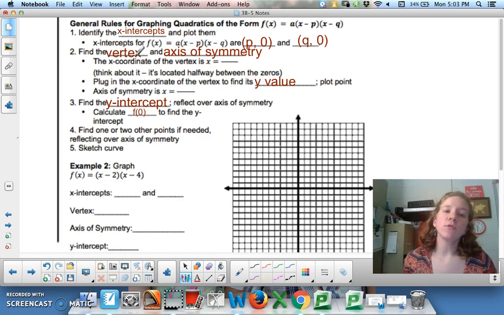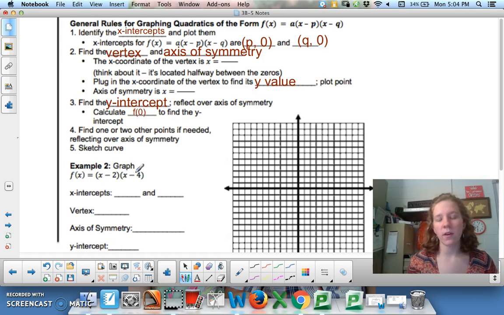So our general rules, and you'll want to pause and get this information written down, but we're going to first identify the x-intercepts and plot them. The reason we call this intercept form is because by looking at it in factored form, you can find those x-intercepts. Whatever your p-value is here is going to be the x-coordinate of your first intercept, and whatever this q value is the x-coordinate of your second intercept. So let's go ahead and do that part right here.